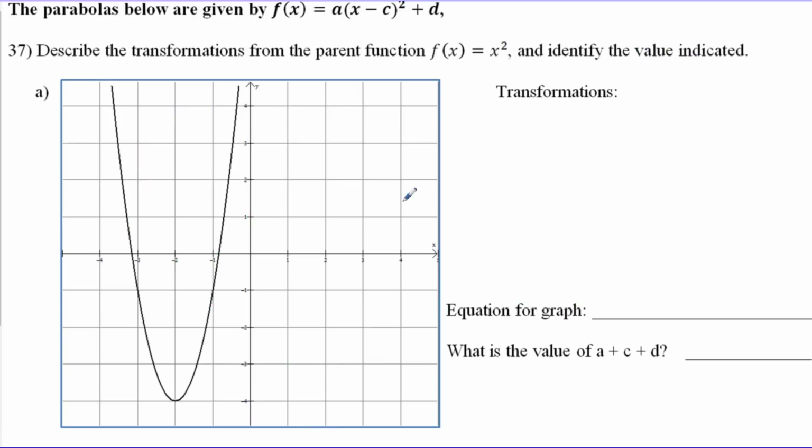Problem number 37 is asking us to take a look at this graph, compare it to the parent function, and describe any transformations that are happening. Okay, so the first thing that I'm going to do is graph my parent function, because it was not provided to us.